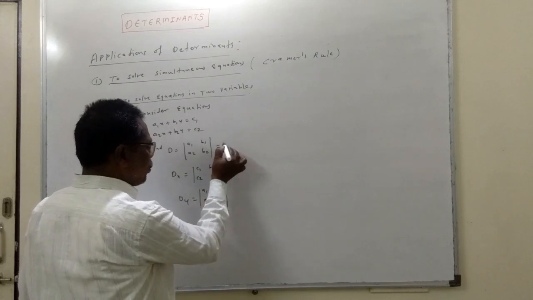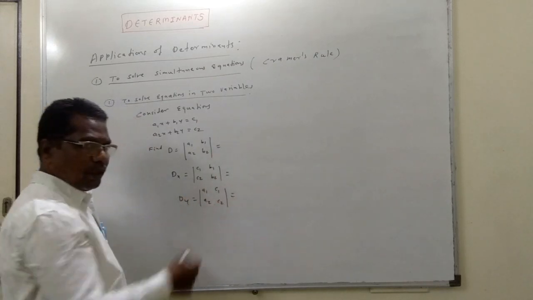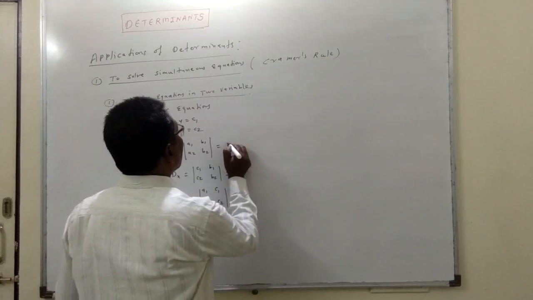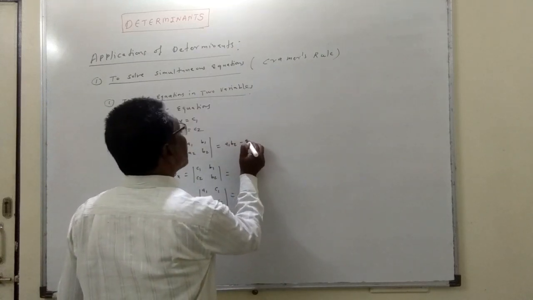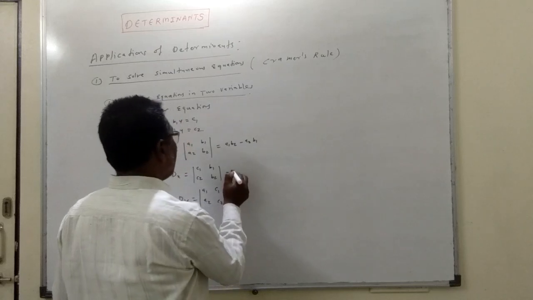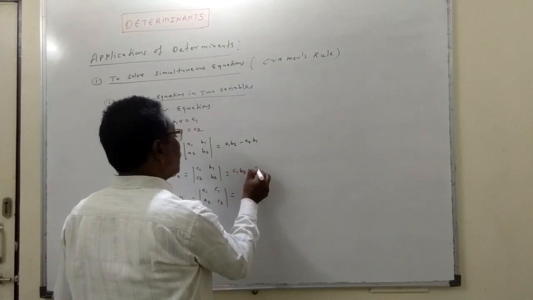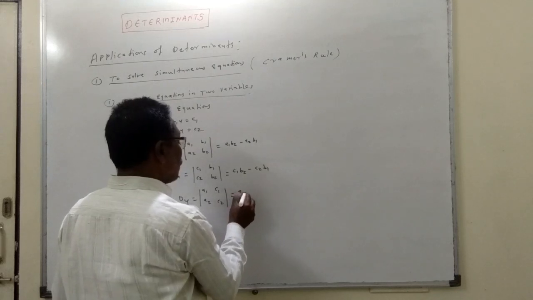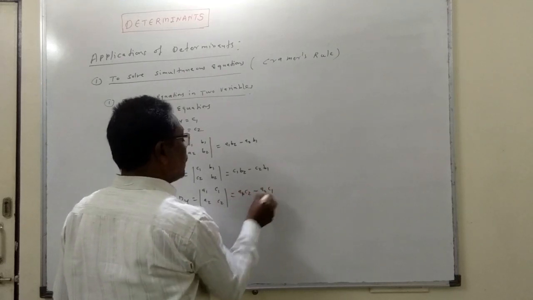Now by this method of evaluation of the determinant of order 2, we can evaluate very easily. So a1 b2 minus a2 b1, c1 b2 minus c2 b1, a1 c2 minus a2 c1.